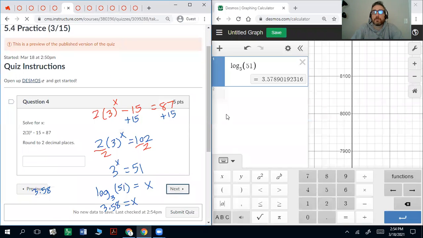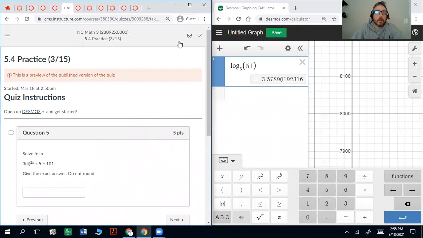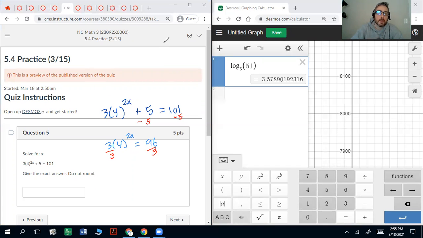All right, next question. 3 parentheses 4 to the 2x plus 5 equals 101. We want to minus this 5 out first. That'll give you 96. So 3 parentheses 4 to the 2x equals 96. Now we're going to divide both sides by 3. 30, 60, 90, 32, 64, 96. So that'll be 32.